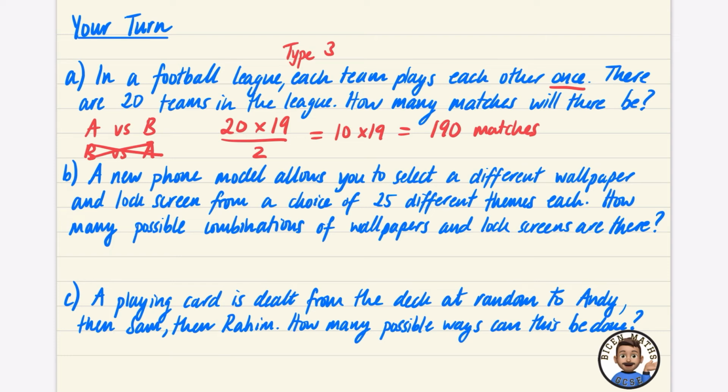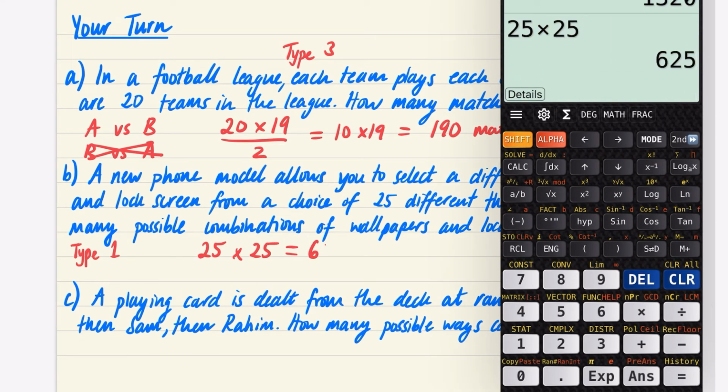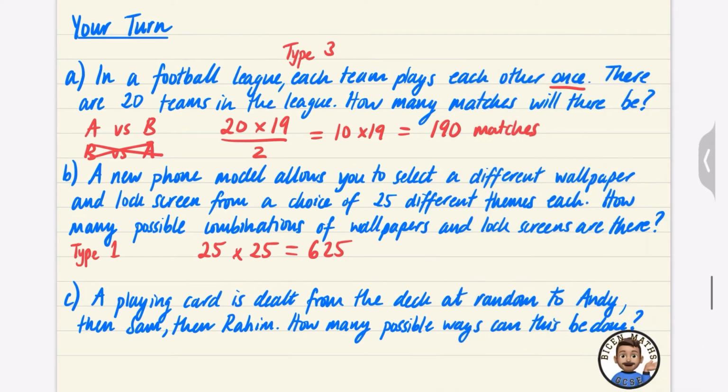Okay, it says here that a new phone model allows you to select a different wallpaper and lock screen from a choice of 25 different themes each. How many possible combinations of wallpapers and lock screens are there? Well, I think this is going to be like a type 1 question because it doesn't have any restrictions at all. It doesn't say after you've picked one for the lock screen, you can't use it for the wallpaper or vice versa. So it's just going to be 25 multiplied by 25, which is 625 combinations.